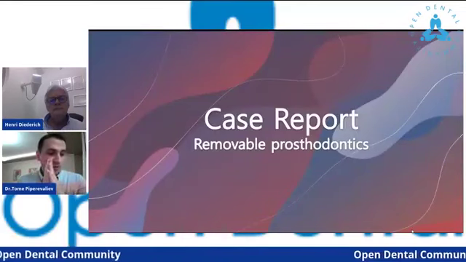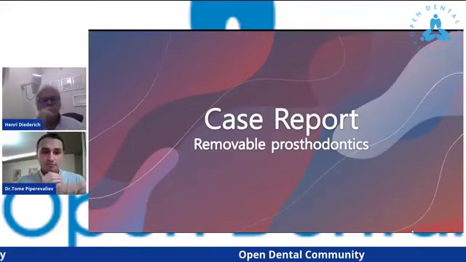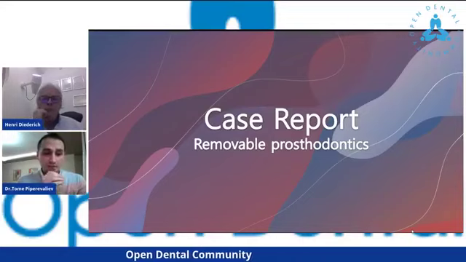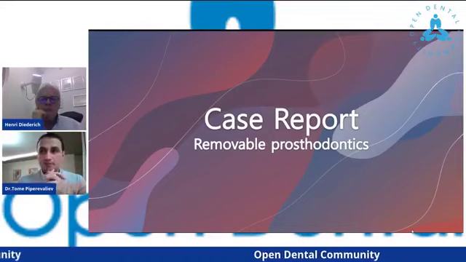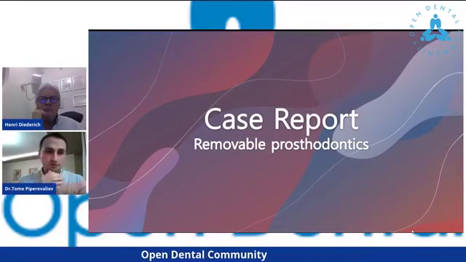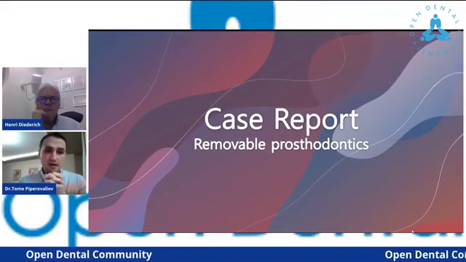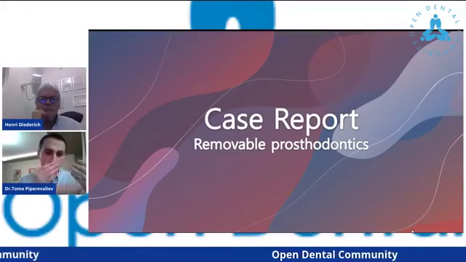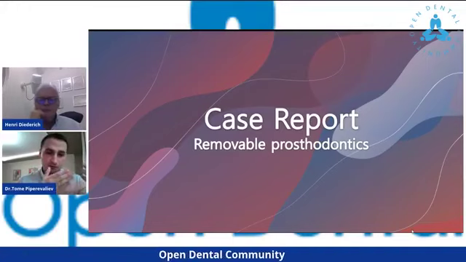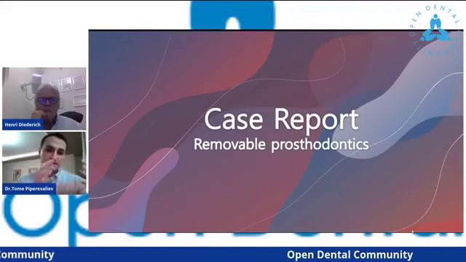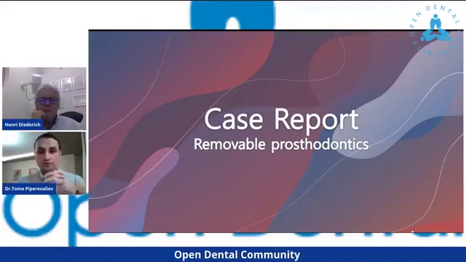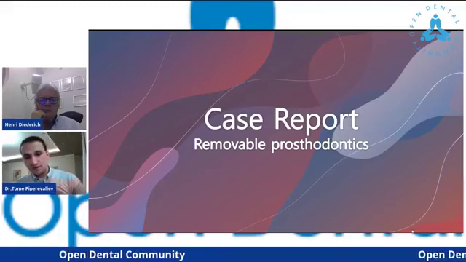So now I will begin with presenting some of the cases made in our clinic. But before I begin, I want to mention 2 things. All of the cases are made in collaboration with my colleagues in the clinic, and all used implantological and prosthetic constructions are part of Open Implant System Beirut. I will begin with removable prosthodontic constructions.